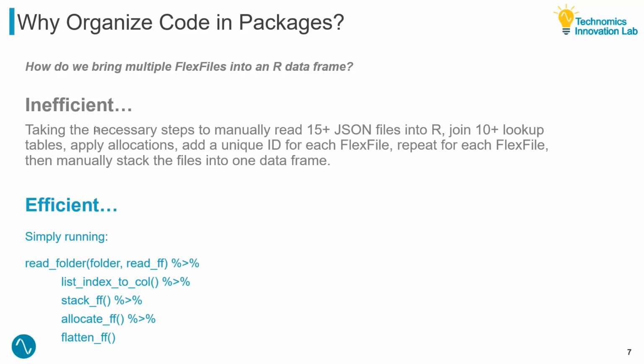So you have to take the necessary steps to manually read in 15 plus JSON files into R, join 10 plus lookup tables, apply allocations if there are any, add a unique ID for each FlexFile, then repeat this for each FlexFile, manually stack the files into one data frame, and kind of hope and pray this works every time you do it for the next FlexFile.